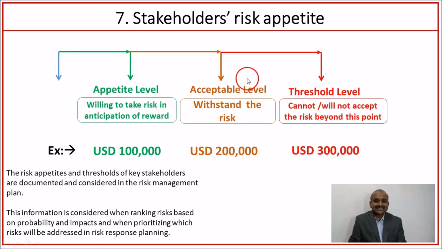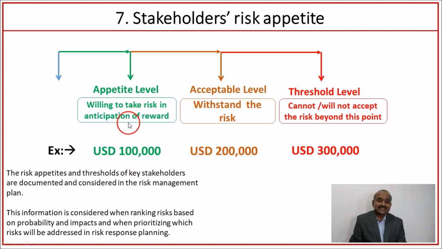The next one is the stakeholders risk appetite. Okay, there are three levels. Appetite level, that means the degree to which the stakeholders are willing to take risks in anticipation of reward. Okay, for example, let us take an example of a startup company where the management board says, okay, I want to invest $100,000, okay, in anticipation of a reward. This is called risk hungriness. It is also called risk appetite level.